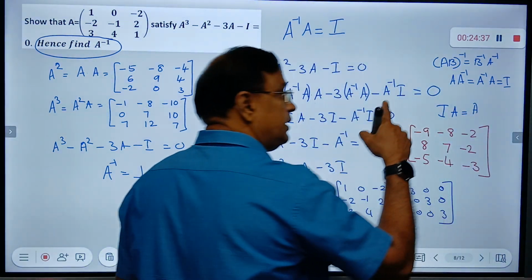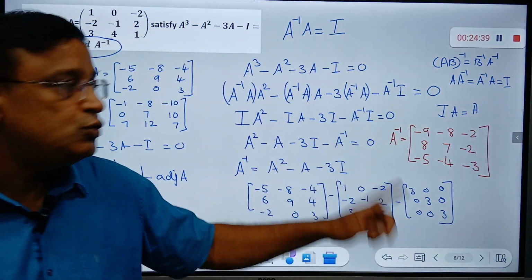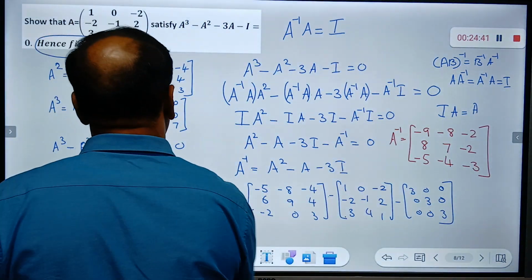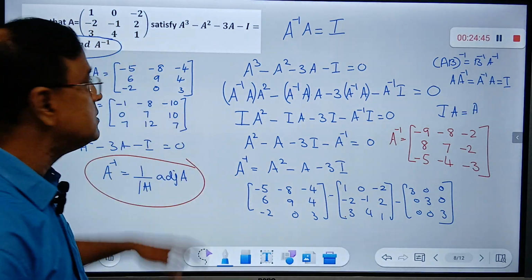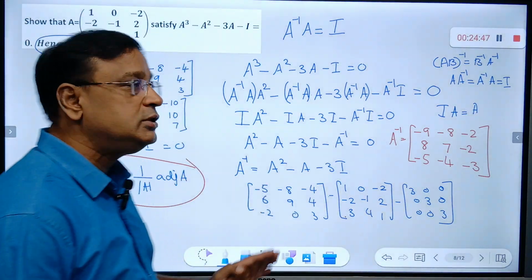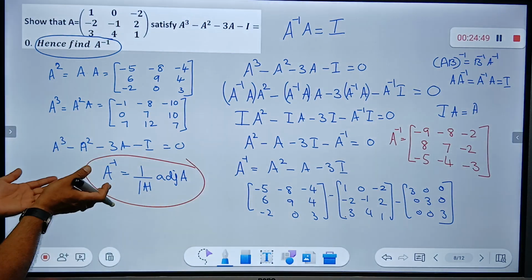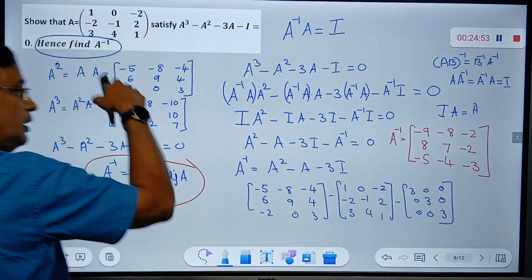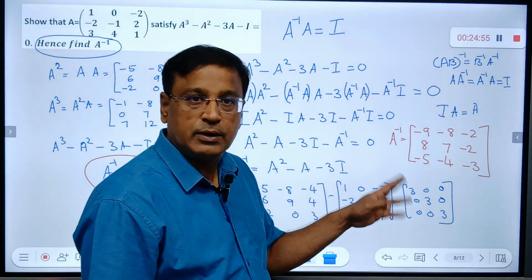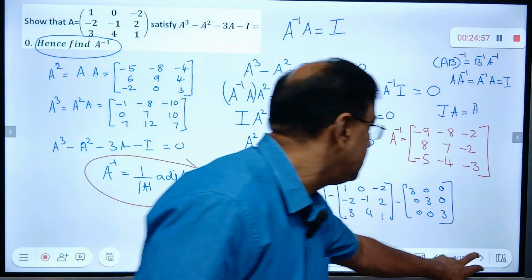So you have to find A inverse only like this. You cannot find A inverse using the other method for this type of problem. There are many questions like this, so be very, very careful about it. I have skipped the verification step; you have to verify it. Only after verifying you have to go to this. I hope this is clear to you.